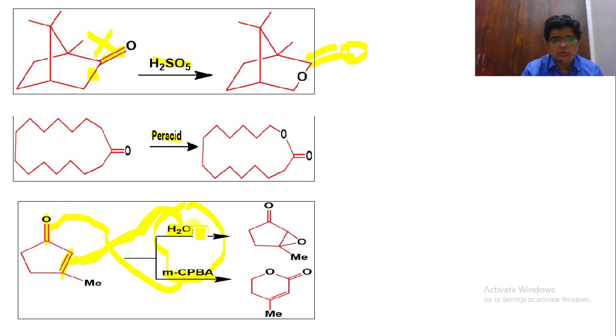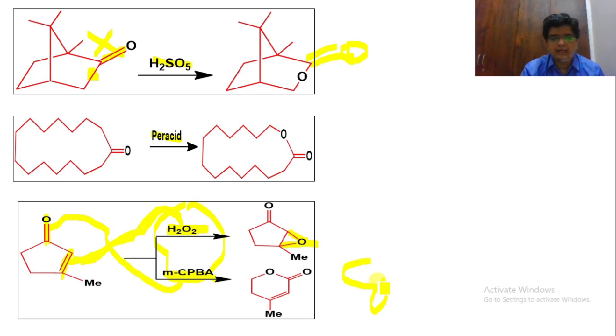So H2O2 will attack over here, it will form an epoxide, so this is our epoxide. Now MCPBA will expand this ring and it will form a 6-member lactone. Okay, so this 6-member lactone is known as delta lactone. So this is our application part of the Baeyer-Villiger oxidation.